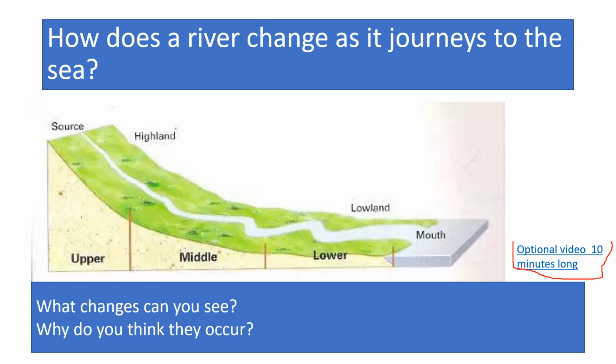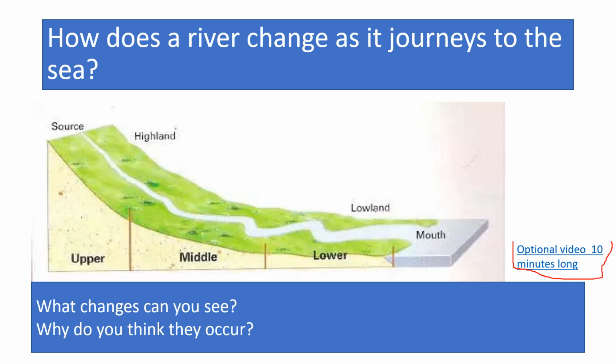Now just to link it back to last lesson, in the upper course it's steeper and we get a lot more erosion taking place. So it's taking material from the upper course. In the middle course we tend to get a lot more transportation, moving material. And in the lower course we tend to get a lot of deposition, material being dumped down. So if you think about it, the river over the course of thousands to millions of years would work to flatten this landscape out.